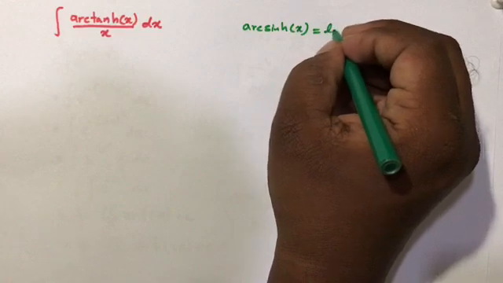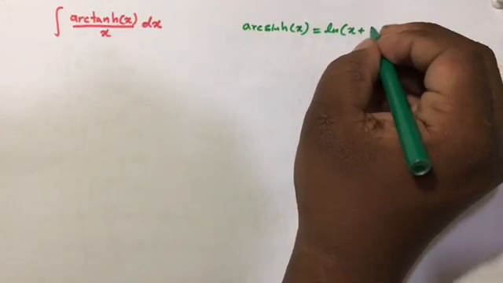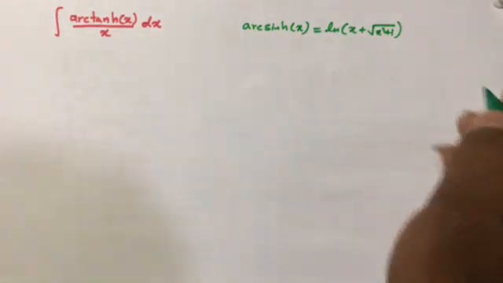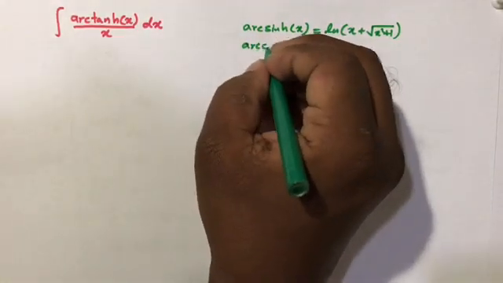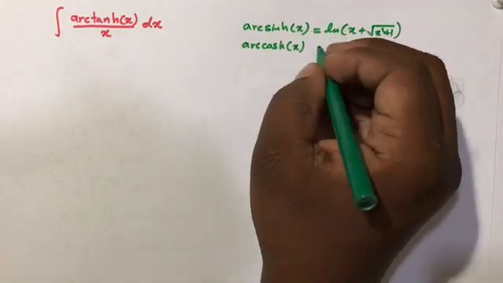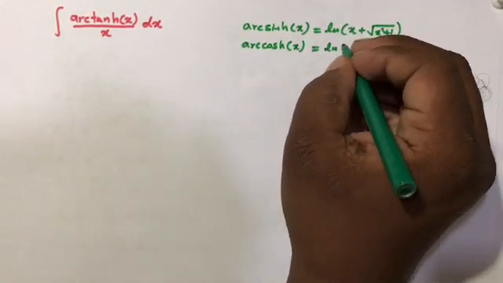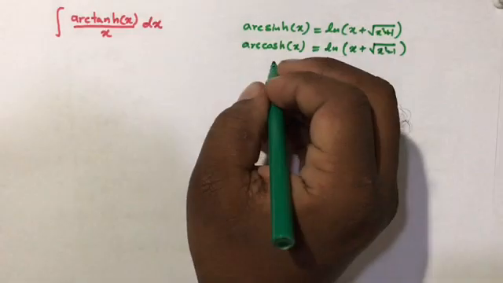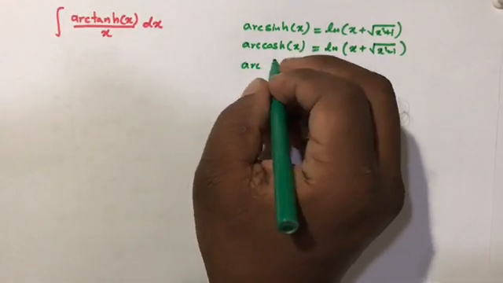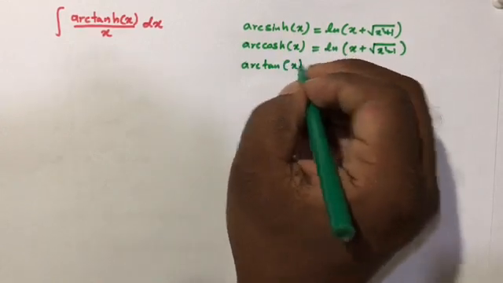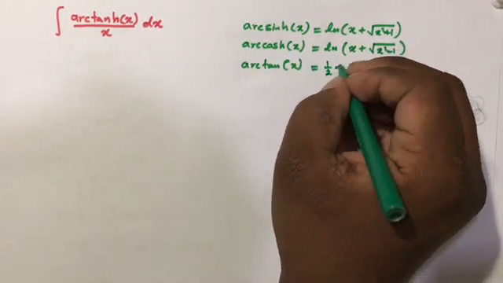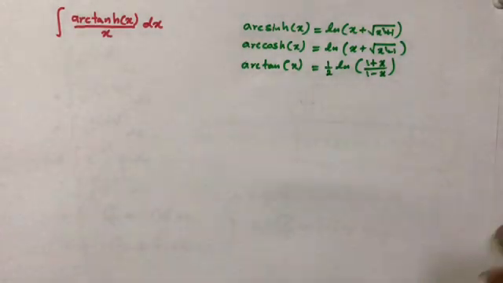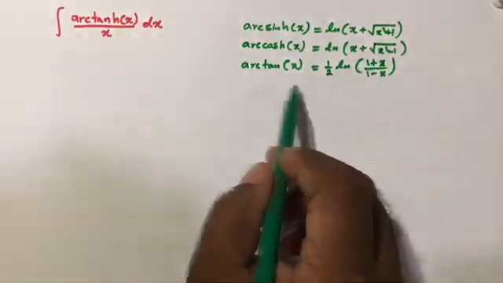We can write this is equal to natural log of x plus square root of x square plus 1. Then if we take inverse hyperbolic cosine of x, we can write this is equal to natural log of x plus square root of x square minus 1. Then if we take inverse hyperbolic tangent of x, we can write this is equal to 1/2 natural log of 1 plus x over 1 minus x. Okay, now this is an important formula for this question.